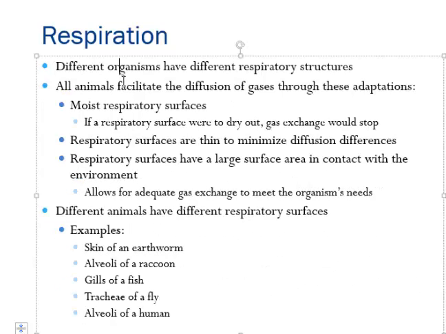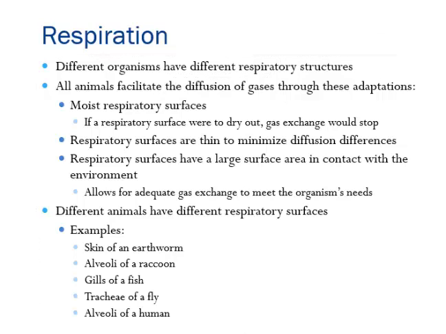All different organisms have different types of respiratory structures, and they are required to facilitate the diffusion of gases, which means the exchange of gases between the organism and the environment. Most of these are moist, like your mouth. Well, obviously your mouth is moist, but the bronchial tubes in general are moist. In some ways, that even exposes them to infection because bacteria like to live in warm, moist places, and your bronchial tubes are warm, moist places.